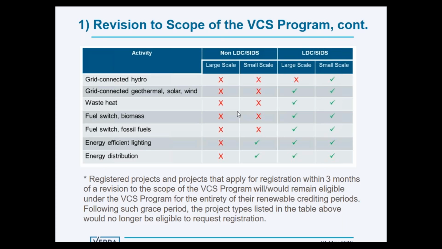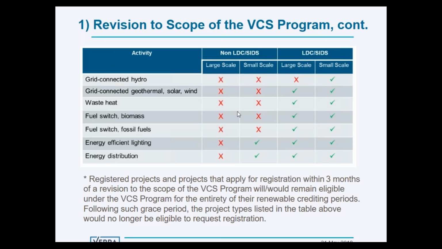So the first column here is specific to activity. So that includes hydro, geothermal, solar, and wind, and the rest of the project activities that you see here. The second and third large columns are split between non-LDC and SIDS and LDC SIDS. So what that means is projects of these types located in these different jurisdictions have different proposals in respect of how they are proposed to be excluded from future eligibility. And likewise, there's a further distinction based on large and small scale.